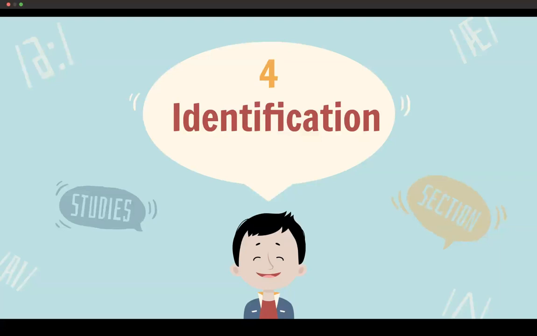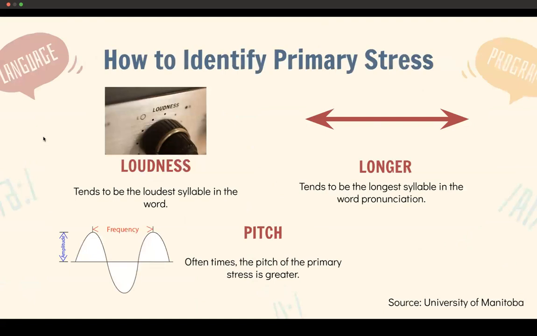Let's transition now to discussing identification of primary and secondary word stressed syllables. First, we will start off with how to identify primary word stress. There are three key features to look out for. First, loudness, as the primarily stressed syllable tends to be the loudest syllable in a word. Secondarily, duration. The primarily stressed syllable tends to be the syllable with the longest pronunciation. And then finally, pitch. Oftentimes, but not always, the pitch of the primarily stressed syllable is greater than the other syllables surrounding it. The source for these references is the University of Manitoba.